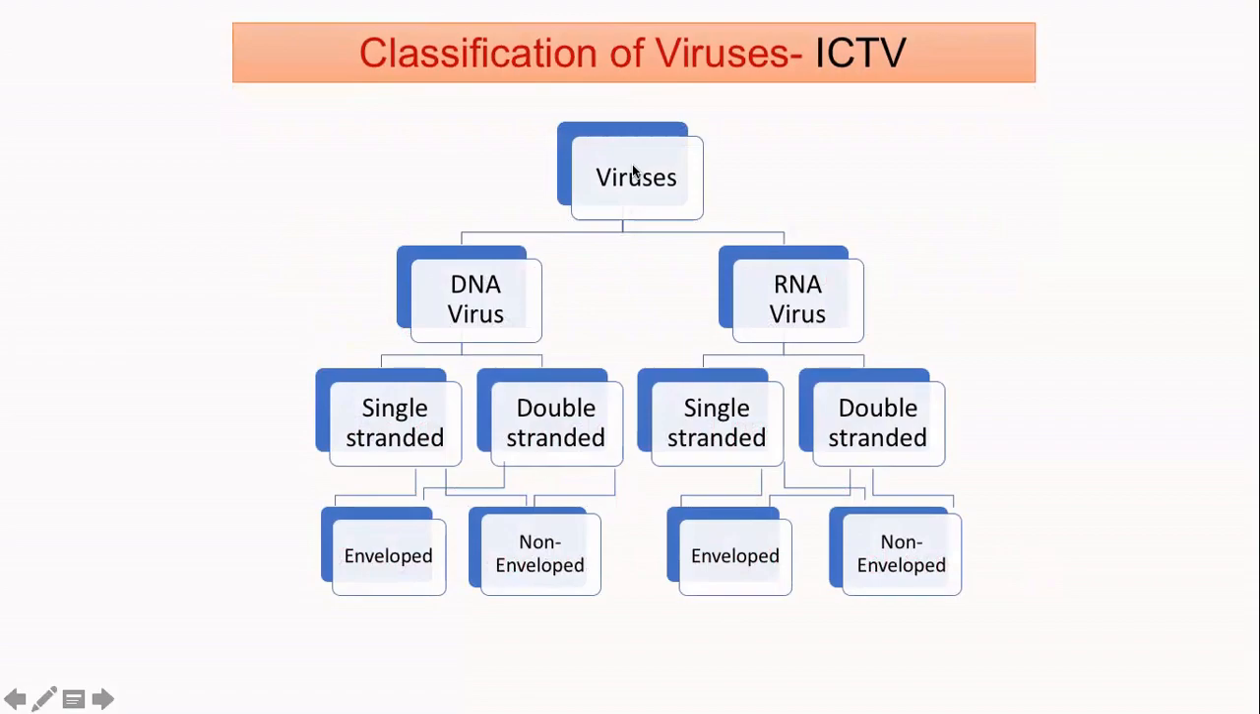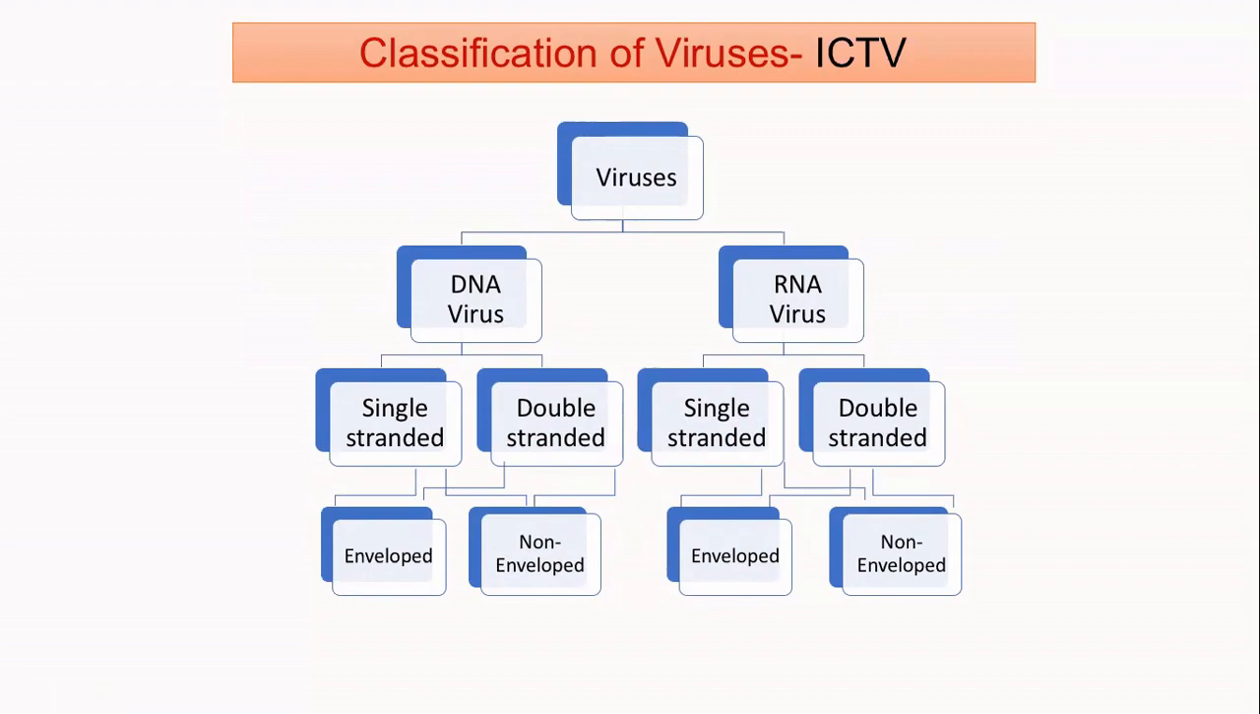So viruses are broadly classified into DNA viruses or RNA viruses based on the type of nucleic acid present within, and the second criterion that is being used is the strandedness of the nucleic acid. So it can either be a single-stranded DNA virus, a double-stranded DNA virus, single-stranded RNA virus, or a double-stranded RNA virus. The third criterion that ICTV uses is whether there is an additional envelope present or not.